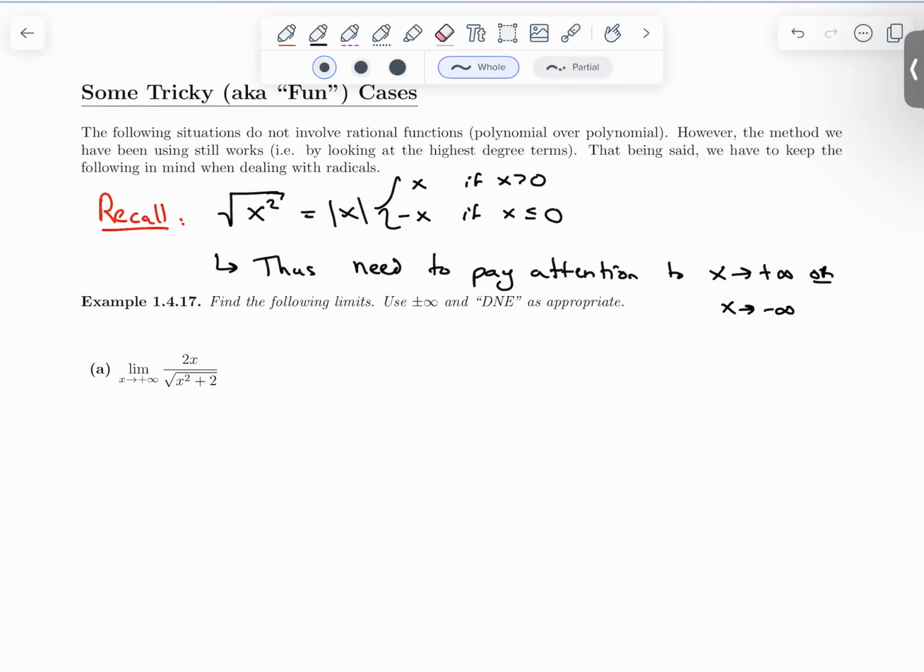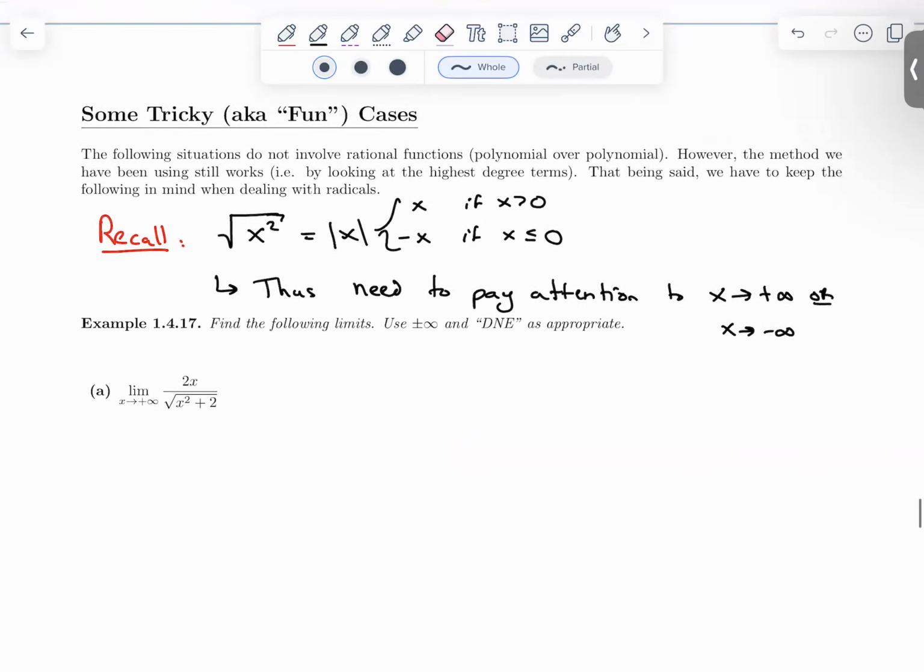The cubics, not so much of a problem. The odd roots, because you can plug in negative numbers into odd roots and get something that's fine, right? The third root of negative 8 is negative 2. So third roots, they're fine. Fifth roots, they're fine. They can handle negative numbers just fine. It's the even roots that cause problems.